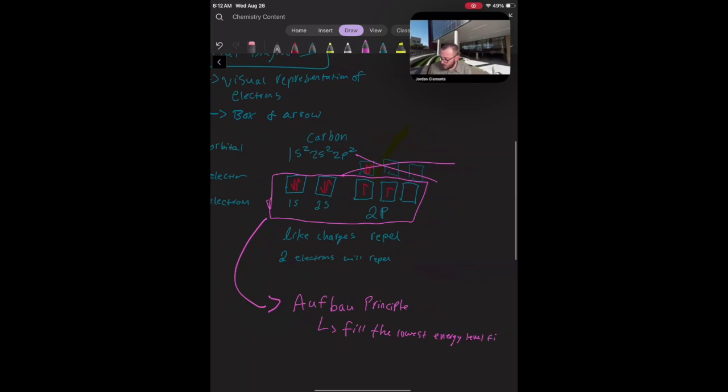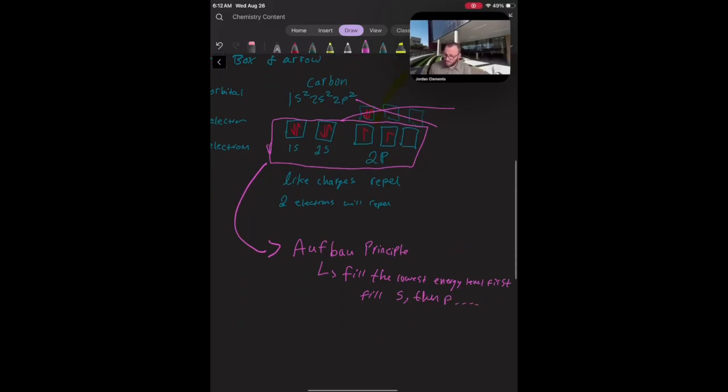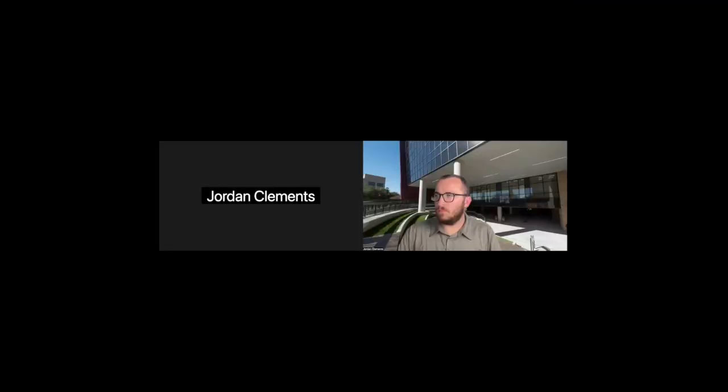And we did that, right? We fill our S, so fill the S, then P, and so forth. And then we have our Pauli exclusion principle, which states that each orbital can only hold 2 arrows.